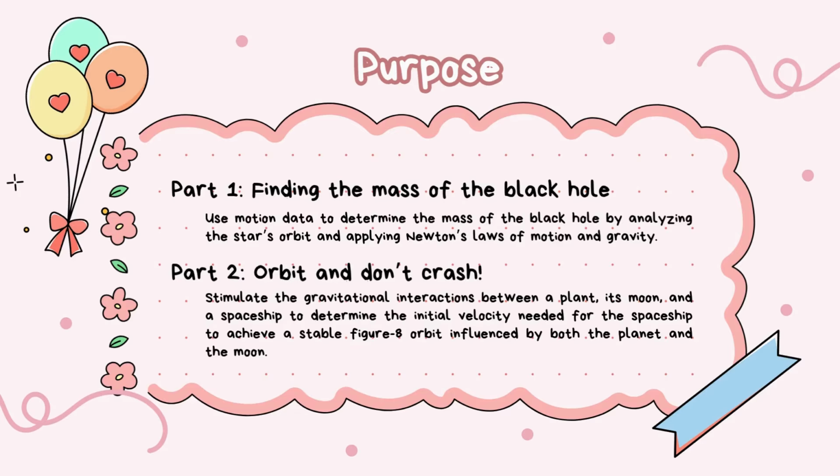Part 2 was called Orbit and Don't Crash, and the purpose of Part 2 is to simulate the gravitational interactions between a planet, its moon, and a spaceship to determine the initial velocity needed for a spaceship to achieve a stable figure-8 orbit influenced by both the planet and the moon.